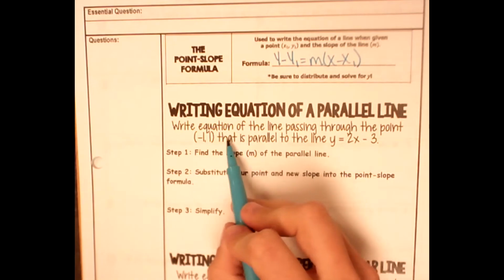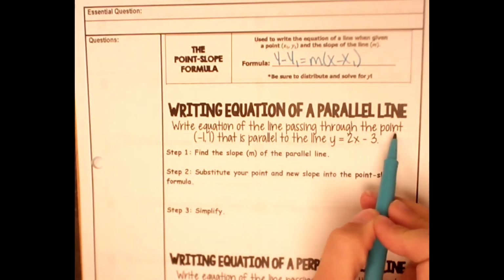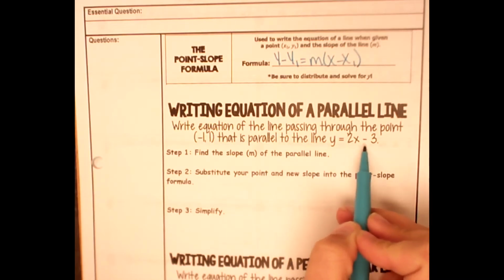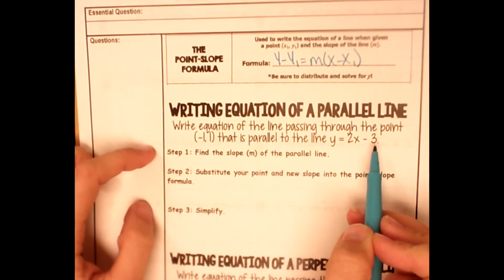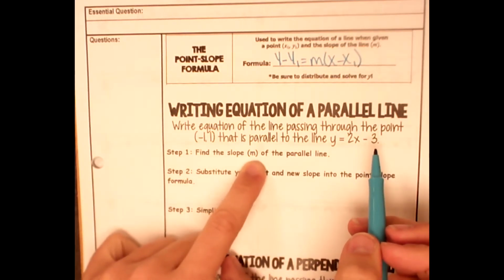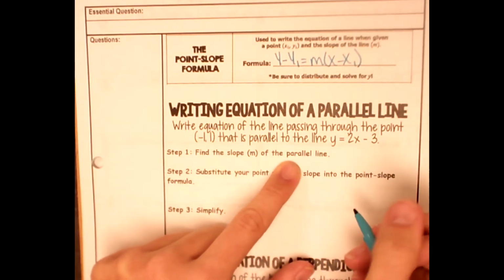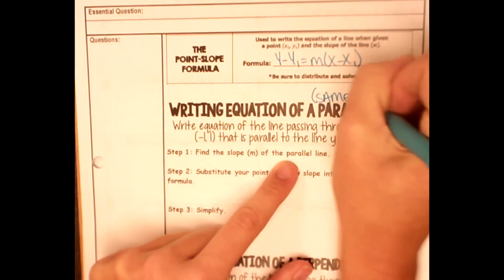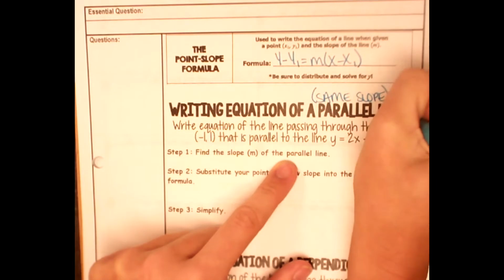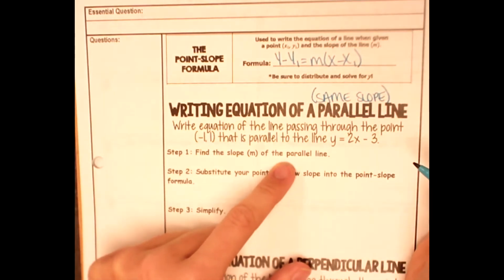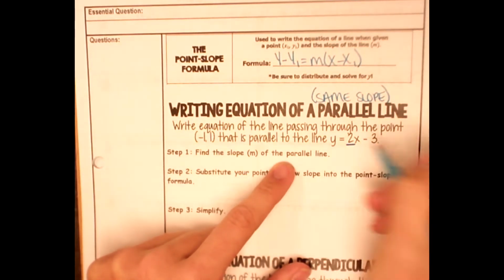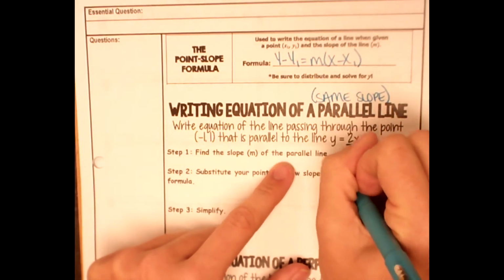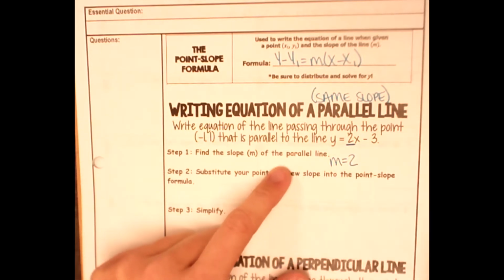We're going to write the equation of the line passing through the point -1, 1 that is parallel to the line y equals 2x minus 3. There are 3 steps. Step 1, find the slope of your parallel line. When it's a parallel line, they're going to have the same slope. If m is 3, m is 3. If we look right here, our m is equal to 2. So my slope for my new line will be 2.